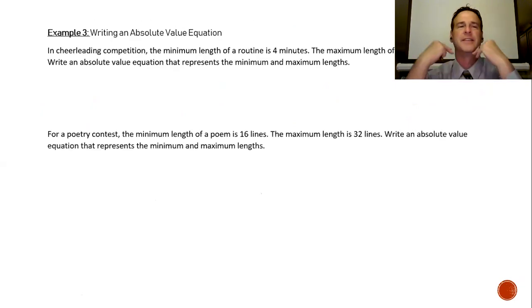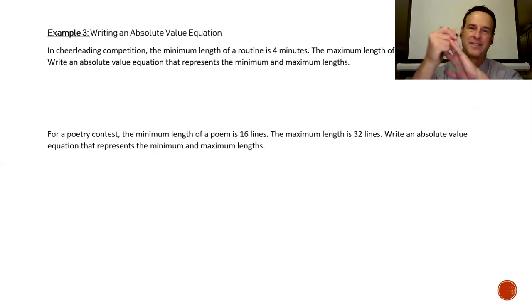Okay, here's what we got. It says, in a cheerleading competition, the maximum length of a routine is 4 minutes. Sorry, minimum is 4 minutes. Okay, it says the maximum is 5 minutes. Okay, write an absolute value equation that represents the minimum and the maximum.